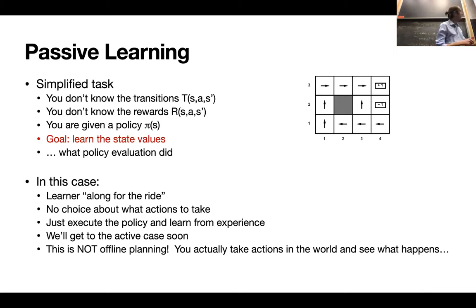We'll also get later on into the active case soon, where we start deciding what actions you actually take. Just to clarify, this is not offline planning. You actually take these actions in the world and see what happens. The policy is fixed right now, and you just follow the policy, as you see here, and you learn the transition function T and reward function R. This is the setting. Later on, we'll talk about how we also learn the policy without assuming it's fixed. But for now, we're assuming a fixed policy and trying to learn T and R.